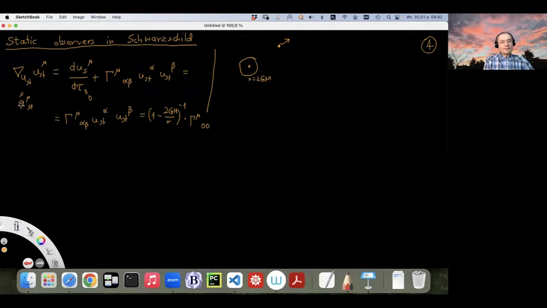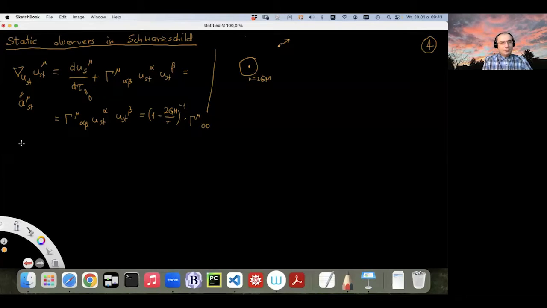Here is why. What kind of components is the acceleration allowed to have? Can it have a radial component? Can it have non-radial or transverse components? The answer is, of course, no, because this is a spherically symmetric situation. Any kind of transverse component of this force would be incompatible with the full spherical symmetry of the situation.